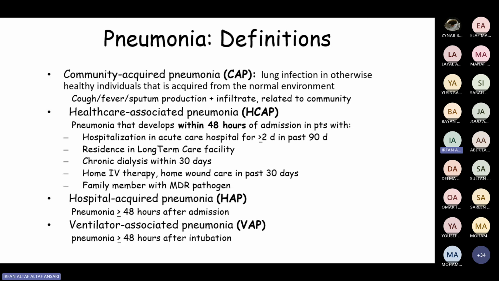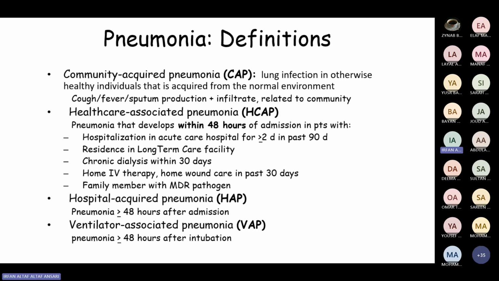I have been admitted to the hospital and I developed pneumonia within 48 hours. So my pneumonia could be community acquired pneumonia, because at the time of admission I might not have had the pneumonia. If I don't have any of these conditions, but if I fit any one of these conditions and I develop pneumonia within 48 hours, then definitely it is a healthcare associated pneumonia. But I don't have anything. I got admitted in the hospital.